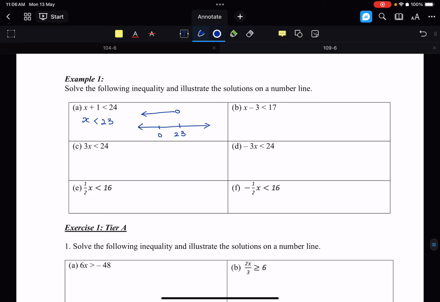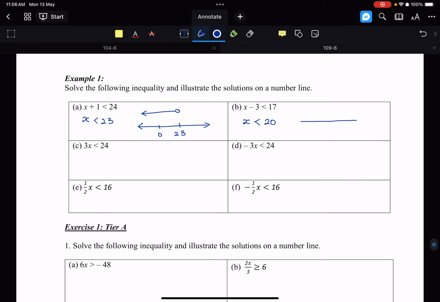So next example, we have x minus 3 is less than 17. So x is going to be less than 20. We just need to add 3 on both sides. So similarly, if we draw the number line, right, we will have 0 here, 20 here, and again it's less than. So that's how we can illustrate it.